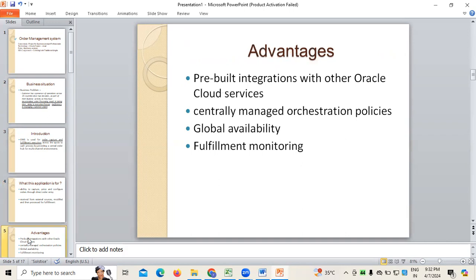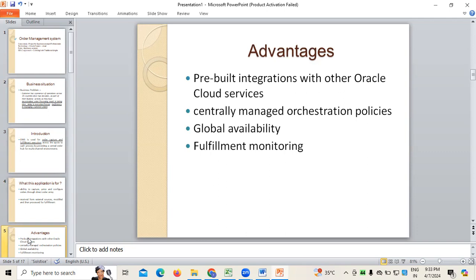From the context of technicalities, I'm talking about technically speaking, if you take the existing Oracle Fusion cloud-based order management system, what are the advantages? Using Oracle Fusion cloud services, it has a possibility of pre-built integrations with other cloud services also. It's not only about the Fusion cloud, but it can be connected with other cloud service providers that exist in Oracle Cloud. Next, there are centrally managed orchestration policies, so that the amount of time you spend will come down.